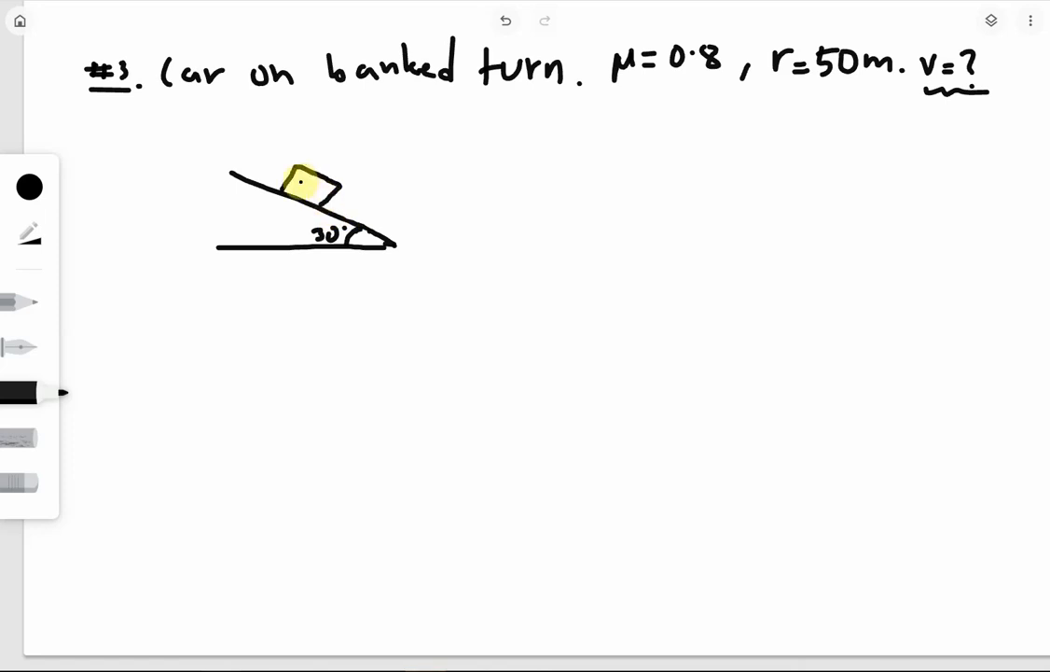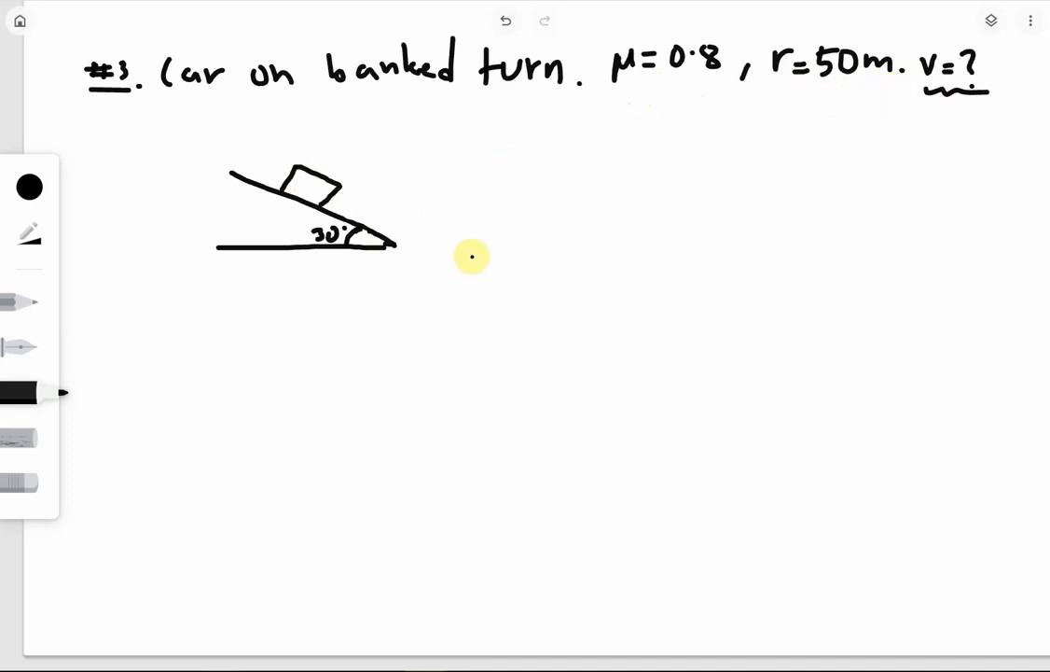In this problem, we have a car on a banked road that is turning. We want to determine what is the maximum speed with which the car can turn safely. And the coefficient of friction between the road and the tires of the car is given to be 0.8, and the radius of the curvature, or the turning radius, is 50 meters.